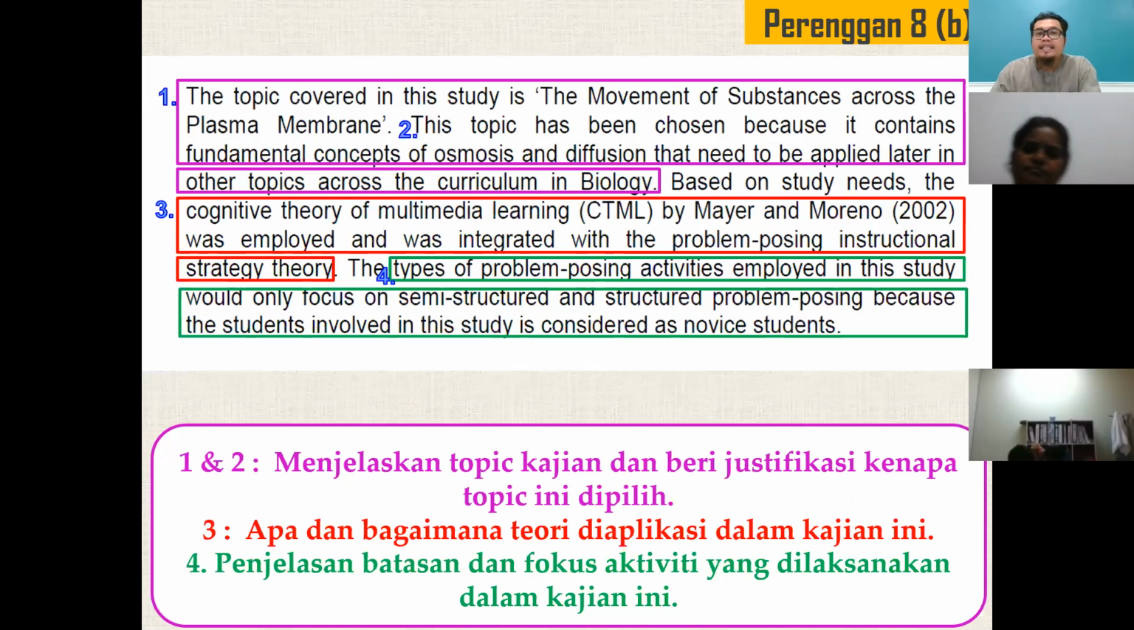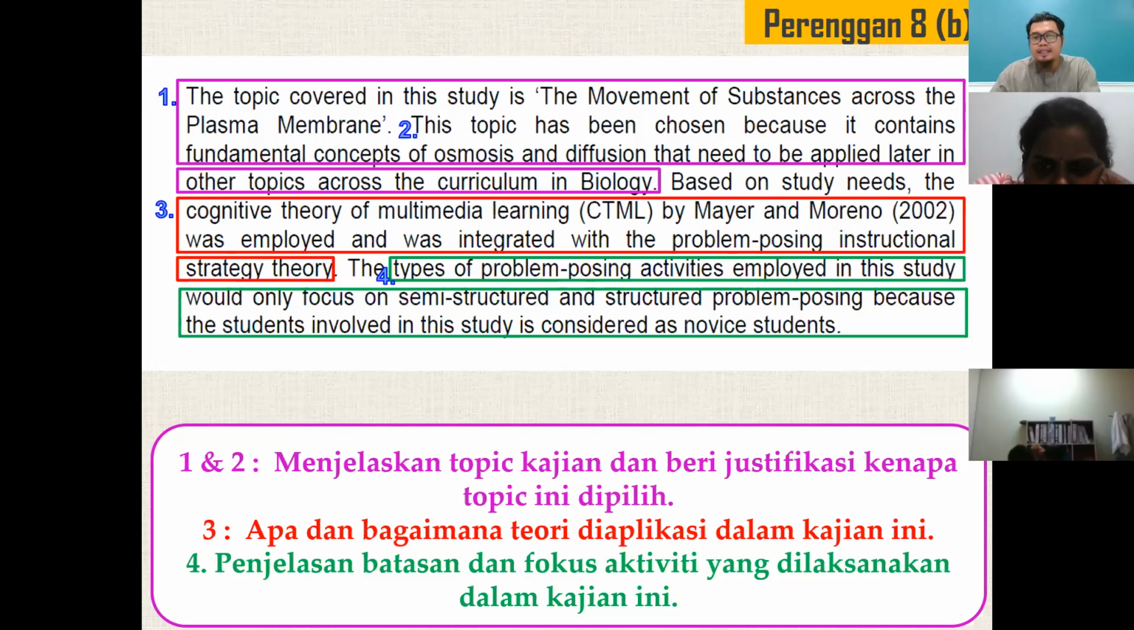Okay, the topic covered in this study is the movement of substances across the plasma membranes. This topic has been chosen. Okay, the justification: the topic has been chosen because it contains the fundamental concepts of osmosis and diffusion that need to be applied later in other topics across the curriculum in biology.